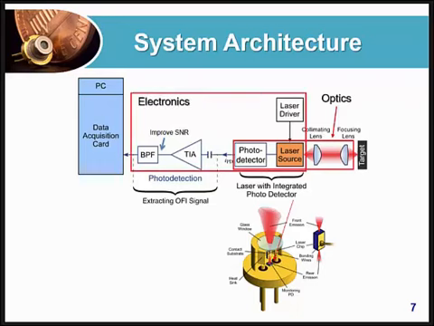Then we have the electronics itself, where we acquire the OFI signal through the current of the photodetector. We pass it through a transimpedance amplifier, and then through a bandpass filter to improve the signal modulation. All this data is acquired by the data acquisition card, and the signal processing is done in a computer.